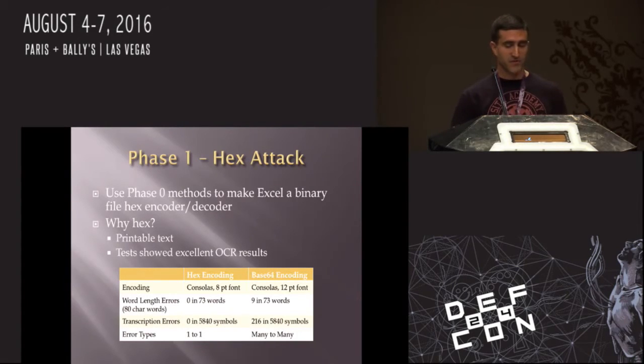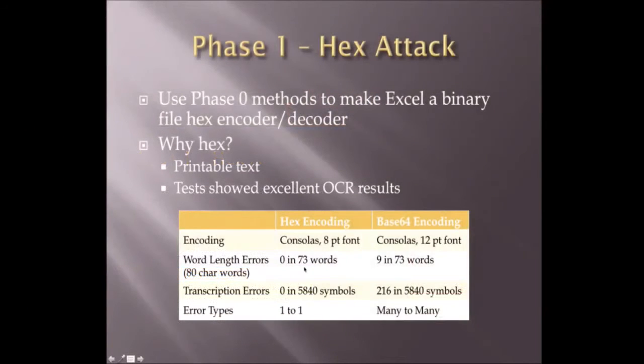And why did I go with hex? Well, I did a bunch of experiments. I found that I could get down to a much smaller size font, from 12-point to 8-point, so I could get more data on there between hex encoding and base 64. I didn't have any word length errors, meaning when the OCR ran through the document, it interpreted the length of the words as it was supposed to be, whereas with base 64, over 10% of my words got messed up with length, like missing symbols or added symbols. Transcription errors: I didn't have any transcription errors in my initial experiments. It decoded every word correctly, every hex code correctly, whereas with base 64 there was a ton of errors.